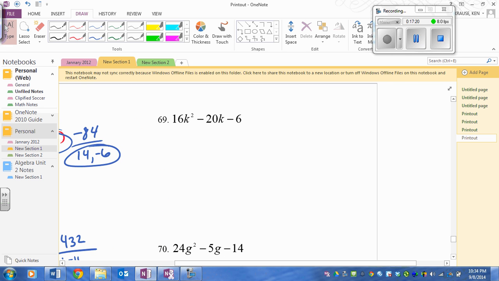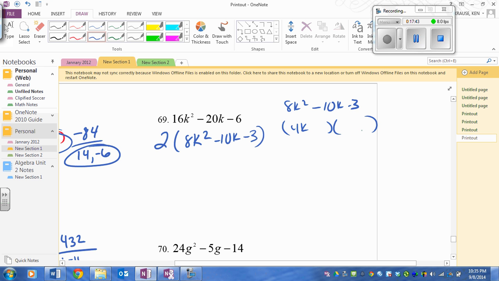This one's a GCF, so I'll take a 2 out. I'm left with 8k squared minus 10k minus 6. Now we just look at 8k squared minus 10k minus 3. I can factor it my way, which would be 4k, 2k, 3 and 1, and this is 12, that's 2, so that's minus 12 and positive 2, so that's my way. That's the right thing, that's pretty good.